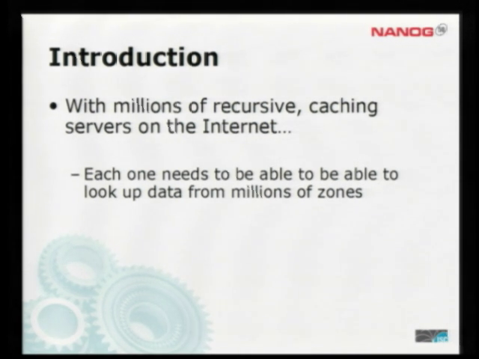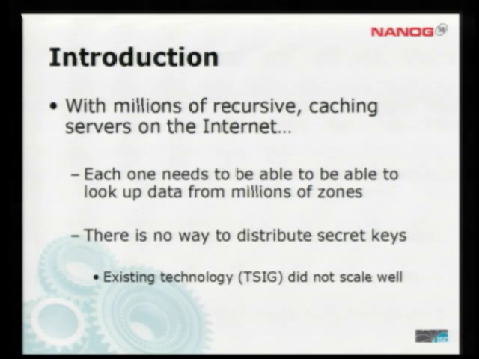Okay. So we have one key that we use for everything, and we haven't changed it in the last 5 years. How is that going to scale when we need to give a key to everyone that uses our name servers as recursive servers? Well, obviously it's not going to. There's no way to distribute a secret key that is going to scale well.